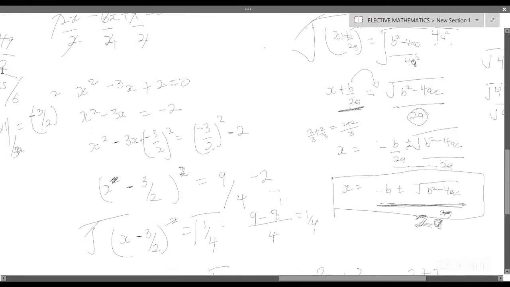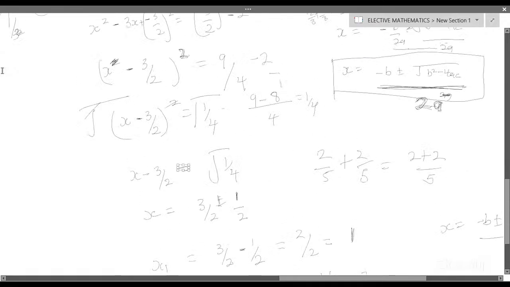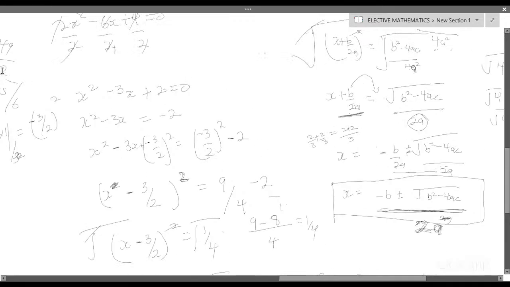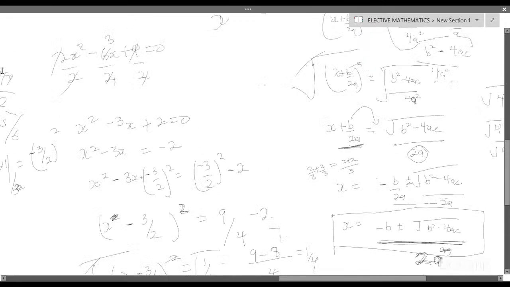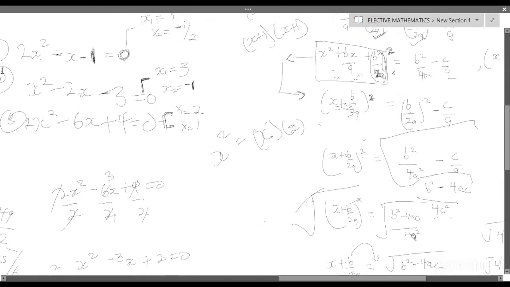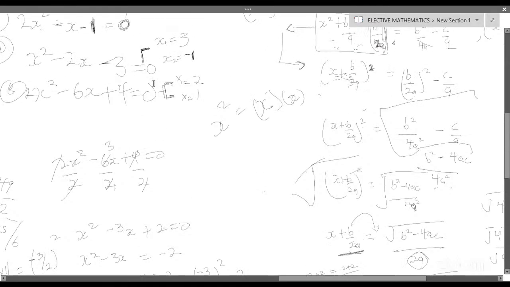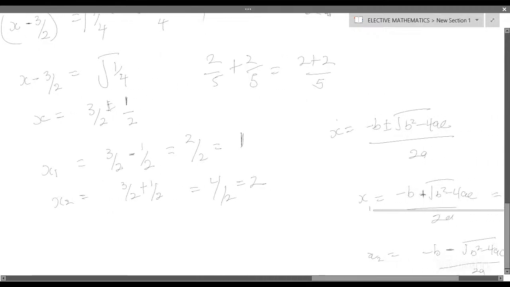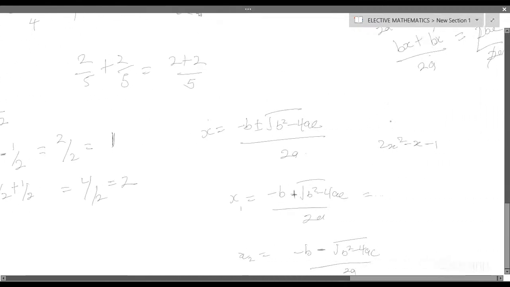We used the third one, which was 2x squared minus 6x plus 4. Okay. Two x squared minus 6x.